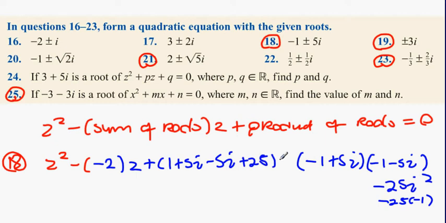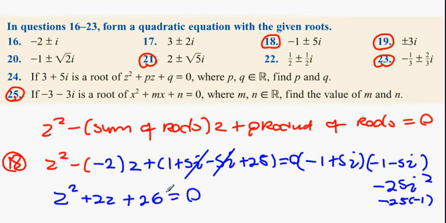Plus 25 equals 0. So it's going to be z squared plus 2z, the 5i's cancel, and plus 26 equals 0. Okay, so there's your equation there.